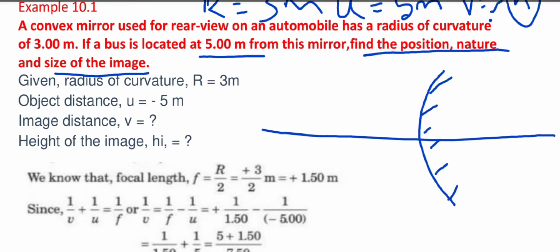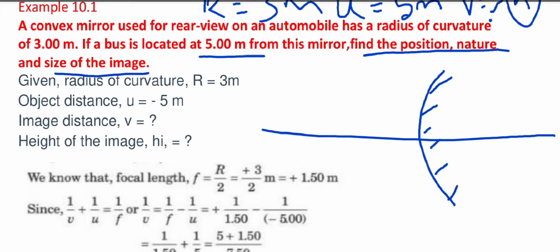This is the principal axis. So I will take this as object distance, that is 5. Object is at 5 meters. Okay, before taking the object, we have to calculate focal length.